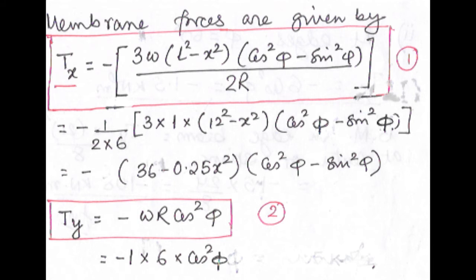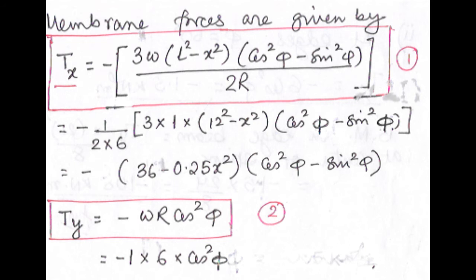In this equation, if you put the respective values, the radius of the shell r is given as 6 meter in the question. So the denominator 2r is 2 into 6. Now let us look at the numerator: 3 into W. W means the snow load, which is 1 kilonewton per meter square, given in the question. Then what is L? Span is equal to 2L, that is equal to 24. So L is equal to 12.